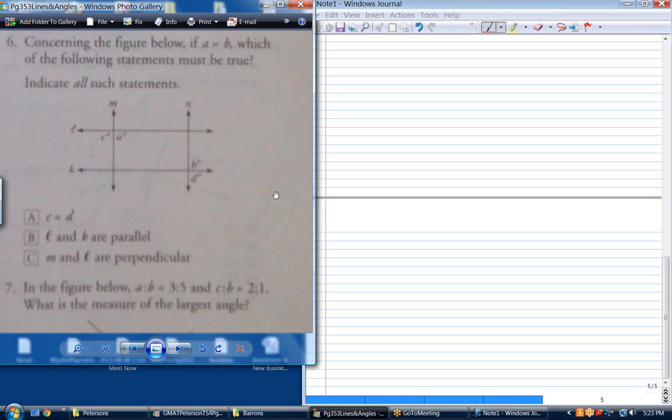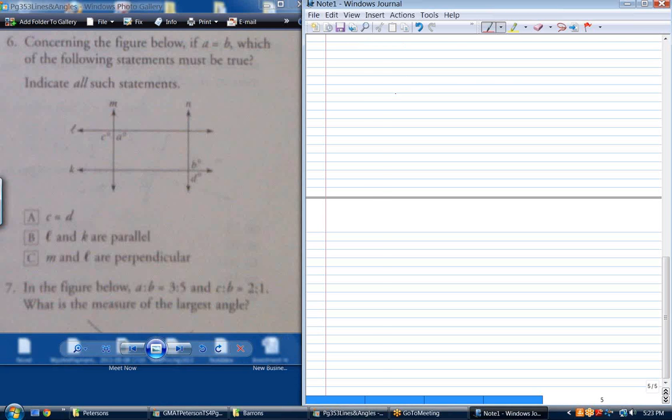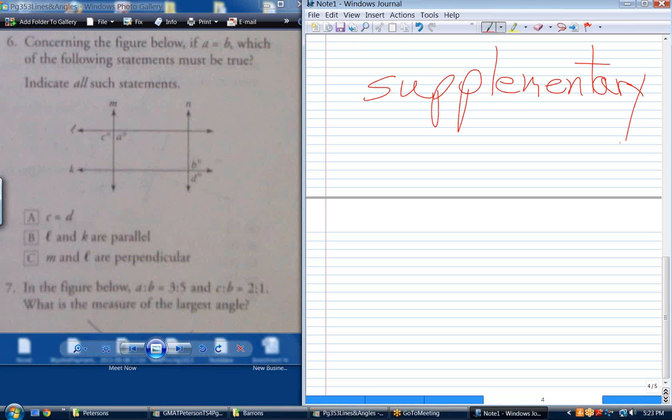What's the relationship between C and A? There's a word. Do you know the word supplementary? I think that's how it's spelled. It means they add to 180.